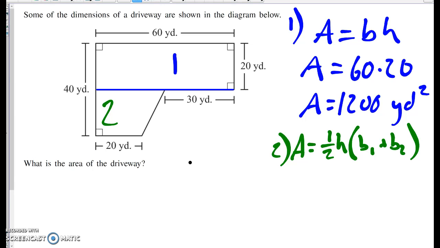All right, so we need our different dimensions for this trapezoid. First off, we need the height, which is going to be this line right here. Again, it's not labeled, but we know it's 40 all the way up and down, and we know this other side is 20. And so 40 minus 20 gets us 20.